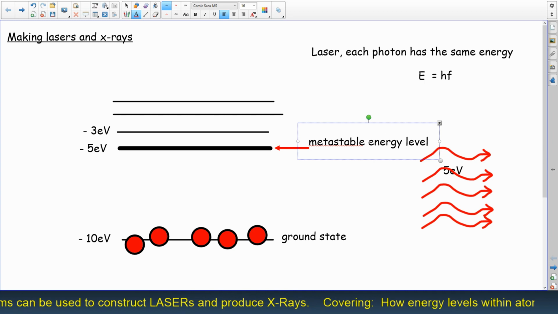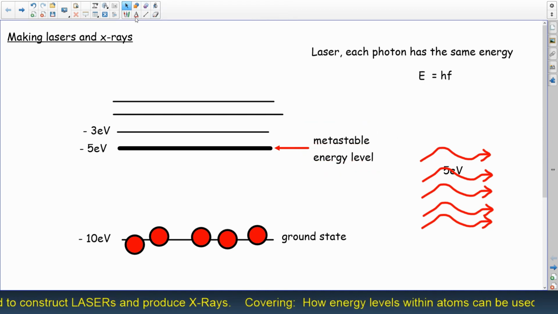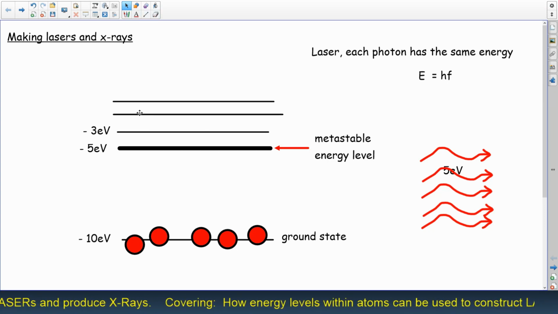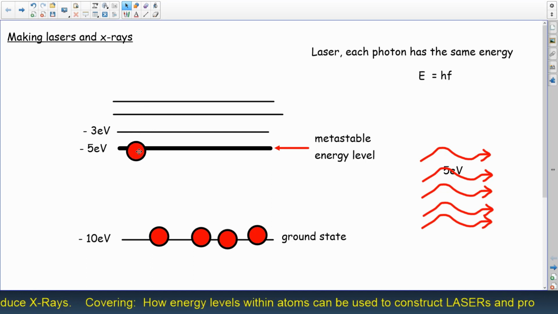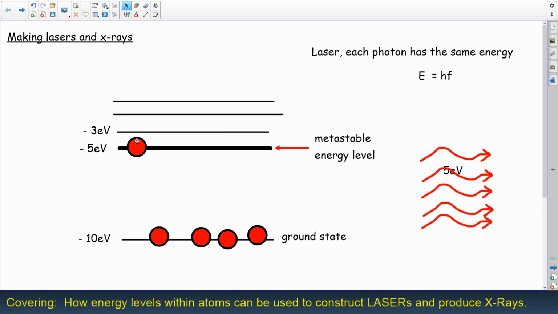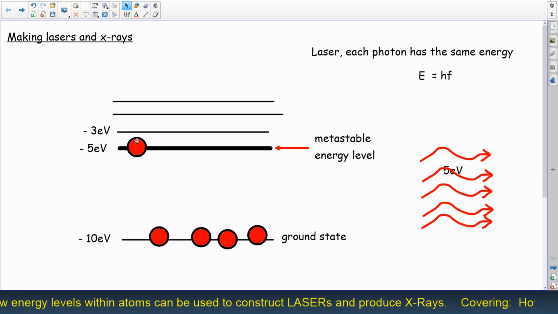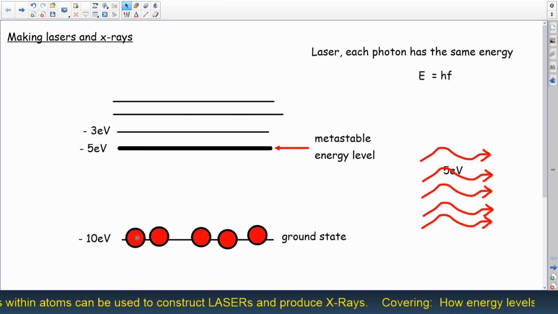These are quite difficult to manufacture, difficult to find, so you can't just do these with anything. But what a metastable energy level does is that rather than the electron falling straight back down within nanoseconds, the electron sits there, possibly for a few milliseconds, which is 1,000,000 times longer than it normally would. It just rests there for a moment and then drops down.